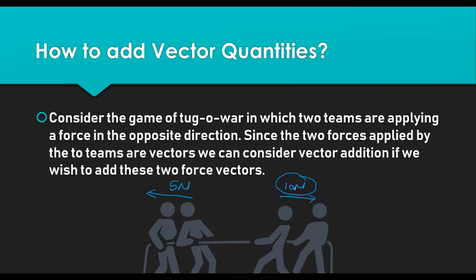So because this team is pulling this way, let's say this is east, and this team is pulling west. For us to actually add them, we need to take these two directions into consideration, and as it is right now, these two forces will actually subtract, right? So we'll get a vector that is 5 Newton. So 10 minus 5 will result in 5 Newton.